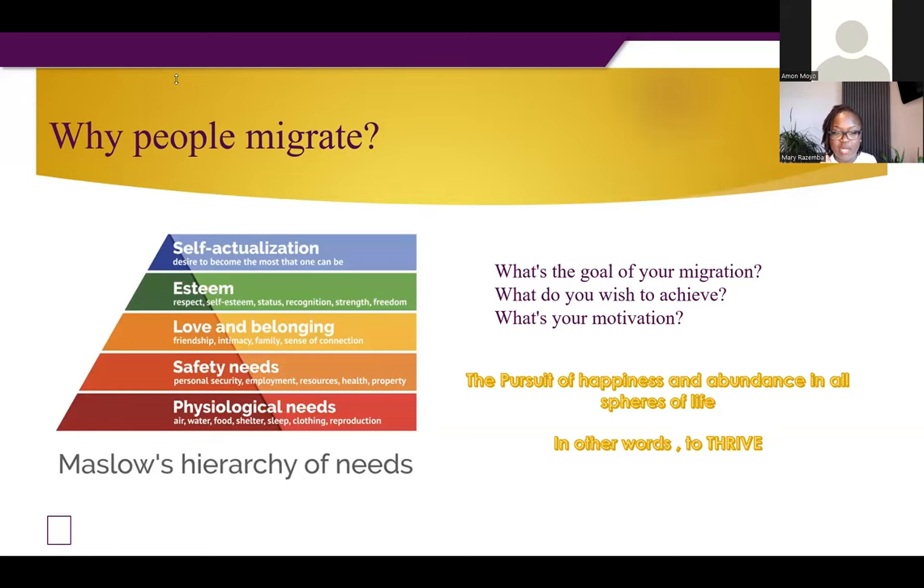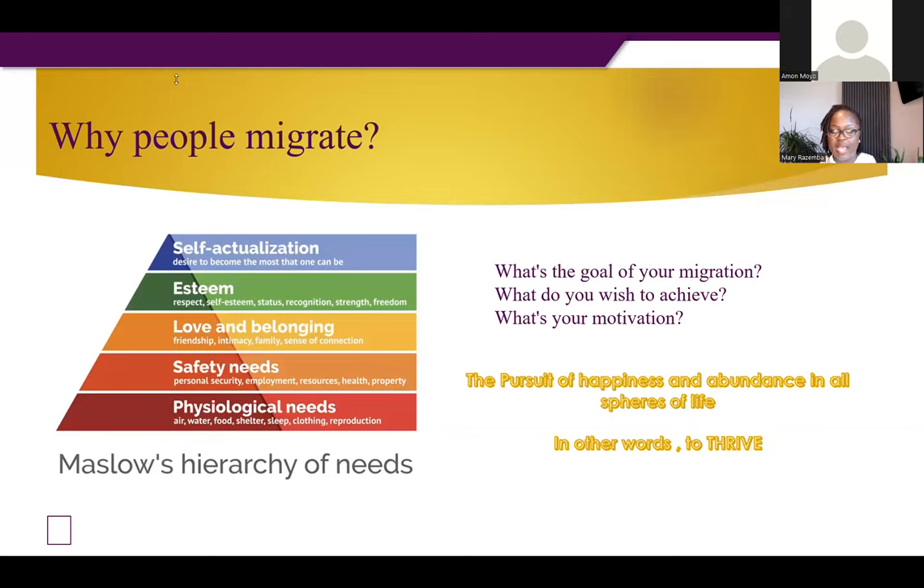Each and every one of us is kind of in search of their best version of themselves. That's the reason why we're here on this planet. And that's what we're doing continuously, from the moment that we are born until the day that we die, we're trying to fulfill the best version of ourselves. And this is the top of the pyramid, the self-actualization, which is the desire to become the most one can be.